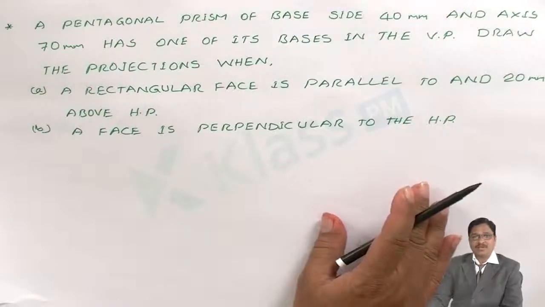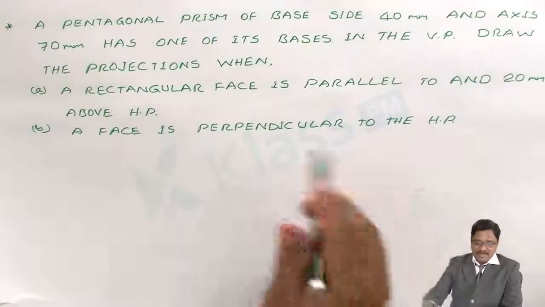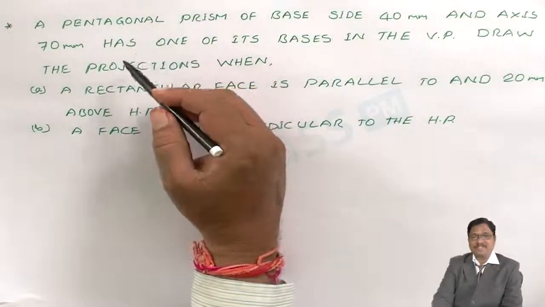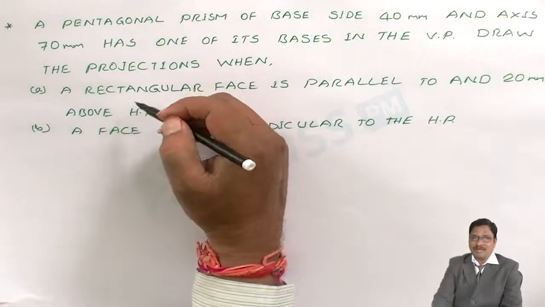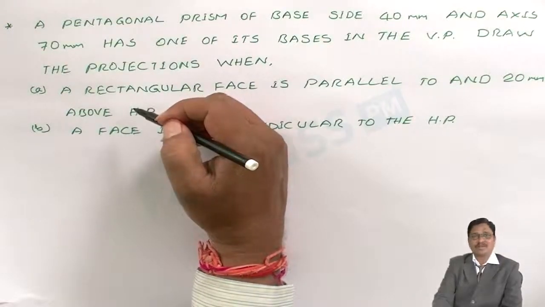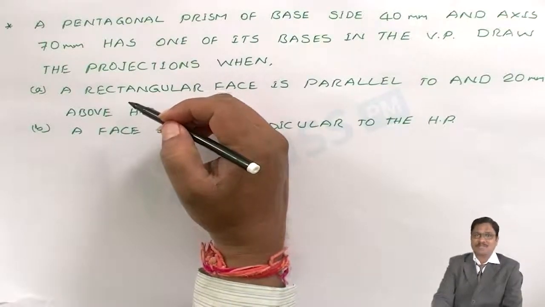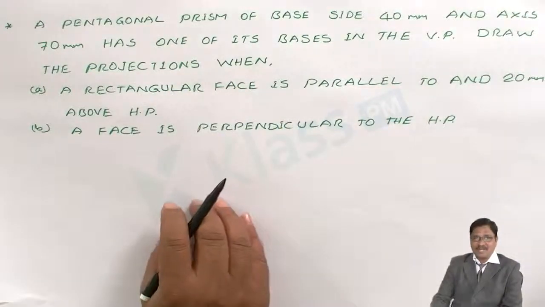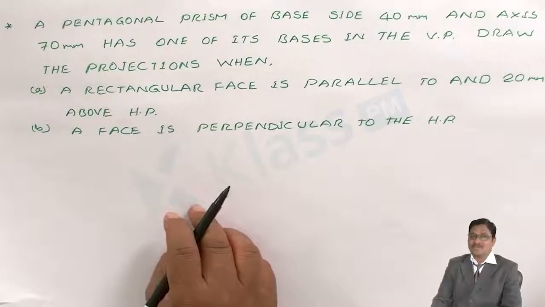Again here, the two conditions have been given for the same problem. Clear? Try to understand what has been given. In the previous one, we discussed the pyramid. Pyramid means the base is any polygon, and on the top we have only a single point, that is the apex. Please don't confuse the prism and the pyramid. If you clearly get the idea of what a prism is and what a pyramid is, then only you can perform the solution correctly.